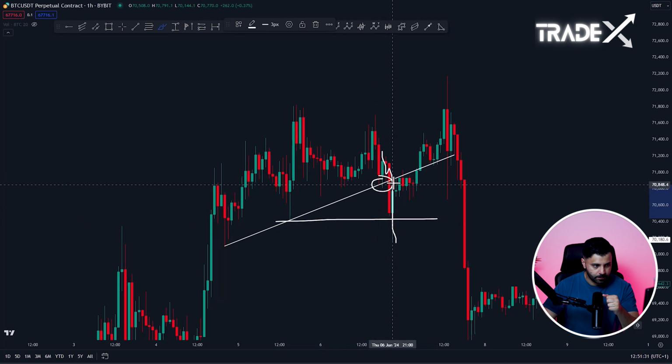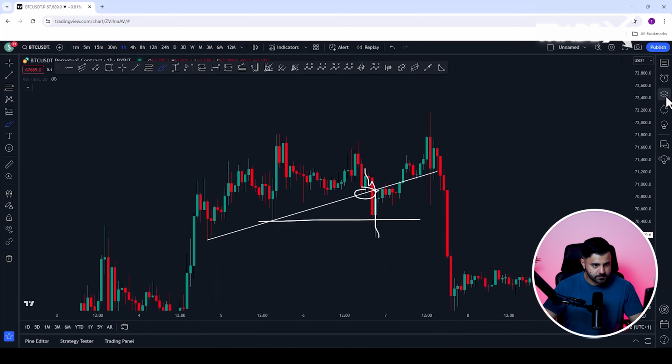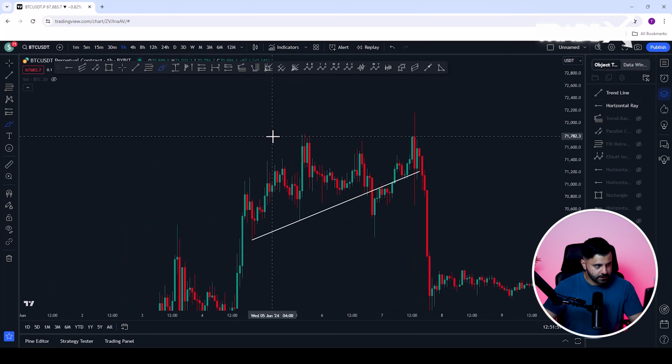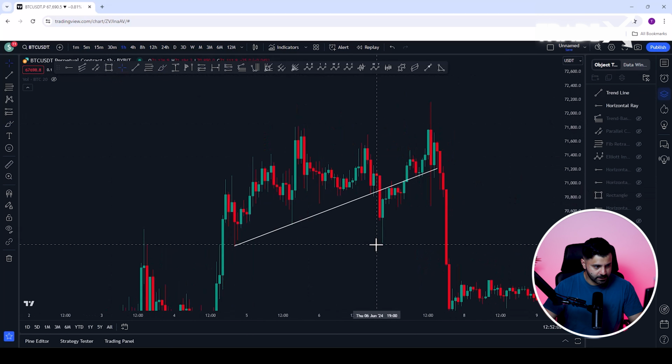But ultimately what happens is smart money would have taken more liquidity because there are loads of shorts over here, and then they reverse the trend. So let's get rid of that and delete these. As you can see, we had the sweep of liquidity, and then smart money bought this back up.